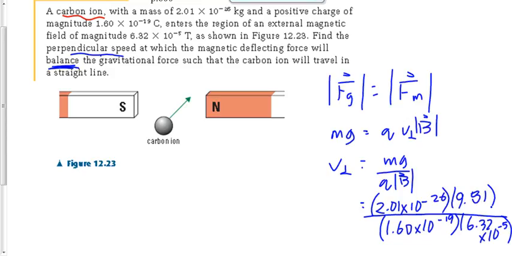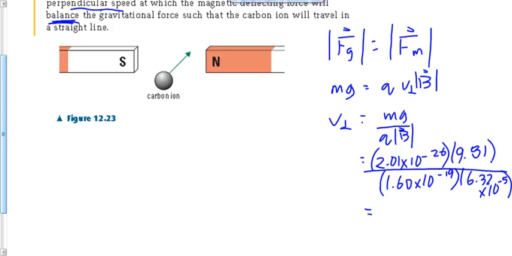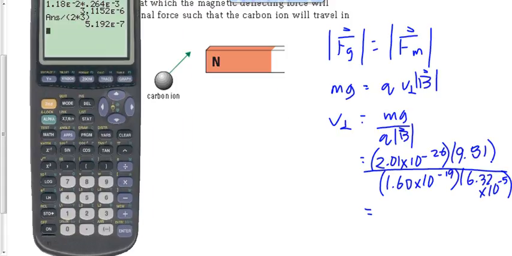All right, let's do the math here. Let's pull out the calculator just to make sure that we can do it together rightly. Say 2.01 times 10 to the negative 26 times 9.81. Let's divide that by, let's use some brackets on the bottom, 1.6 times 10 to the minus 19, and we multiply that by 6.32 times 10 to the minus 5. And we end up getting an error.